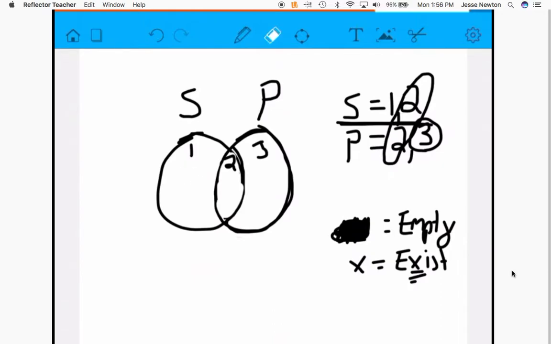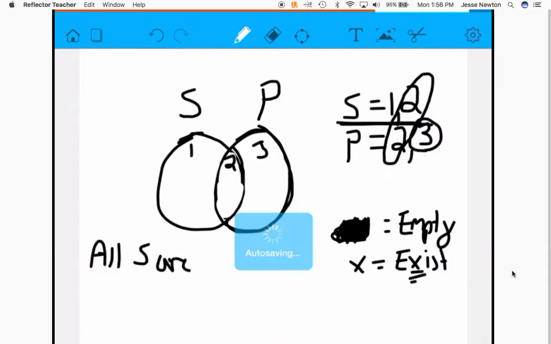Sorry, I was trying to erase over here. X means exist, just like the X in the word exist. Empty, we use shade. Now we come to the most difficult one to show, which is all S are P. All right, now in order to show this, you have to keep in mind what you're saying. And you have to keep in mind we only have two symbols we can use. We can use X and we can use shade. Those are the only two symbols we can use.